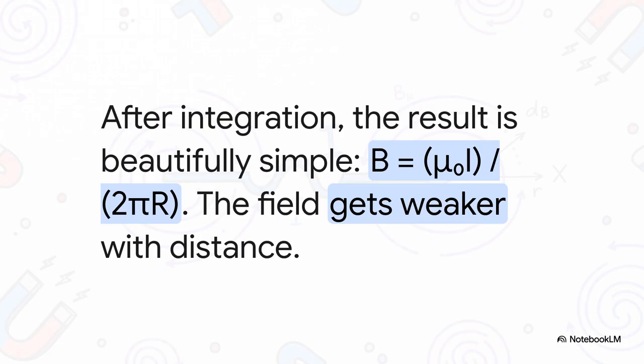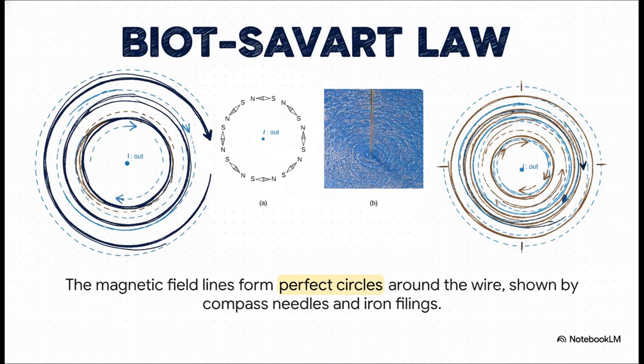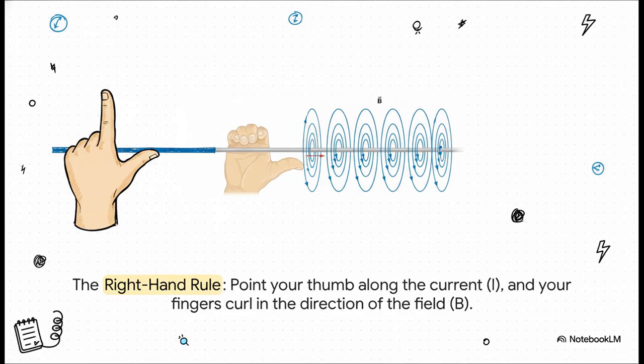So simple, so elegant. And this is what that beautiful equation looks like in the real world. The magnetic field lines actually form these perfect concentric circles all around the wire. Look at how the little compass needles all line up, pointing around the circle. Or how these iron filings arrange themselves into those perfect rings. And notice how the rings get more spread out as you go further away? That's the field getting weaker, exactly what our equation told us would happen. So, we know the field is made of circles, but which way are they spinning, clockwise or counterclockwise?